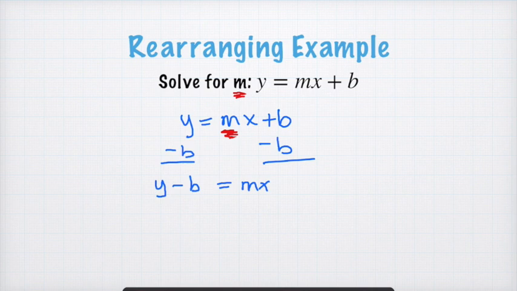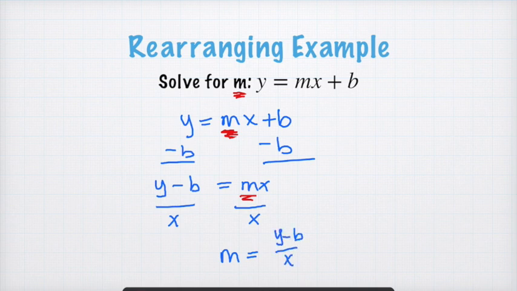Our next step here, remember we're solving for m, is that we're going to get rid of that multiplication. So we have m times x. We want to get rid of that x. We want m all by itself. The way to undo multiplication is to divide. So we're going to divide by x from both sides. And then our answer is going to be m is equal to y minus b over x. So our y minus our intercept divided by our x value.